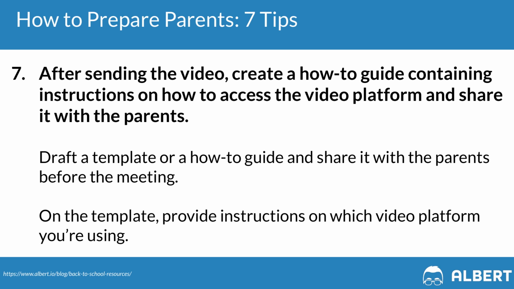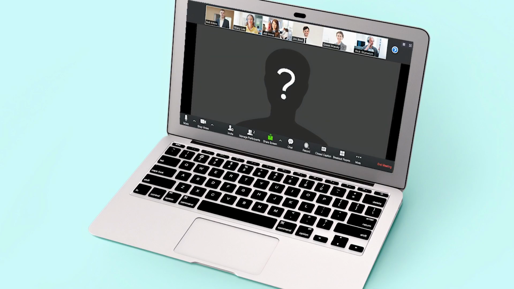The final best practice is to create a how-to guide for accessing the video platform that is written out to supplement the video that you just made in tip number 6. The easiest way to do this is to create a template or a how-to guide that you will then share with parents in your email outreach to them that shares that video that you recorded in the prior tip. In the template, you're going to want to include instructions as to which video platform to use, how to access it and download it, as well as the direct conference meeting link that the parent should use.